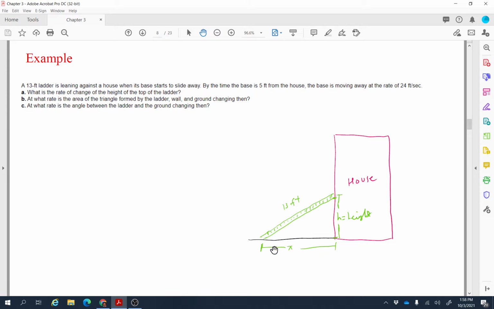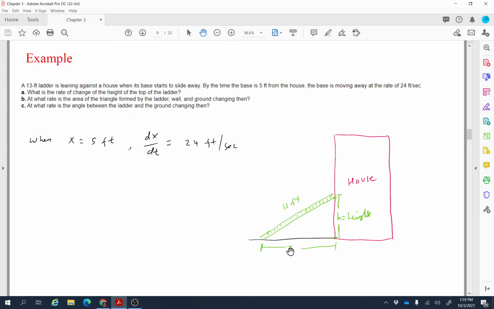Now let's assume that the height of the top of the ladder here is h, and x is the distance of the bottom of the ladder from the house. When this ladder is sliding down, this x keeps growing, right? The value of x is growing, and the height is going down. So the height is changing toward 0 and x is changing away from the house. So this is the information we have been given. Let's try to answer the questions. First of all, we have been given this information.